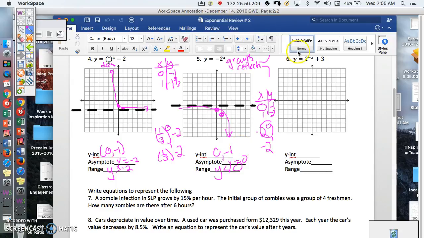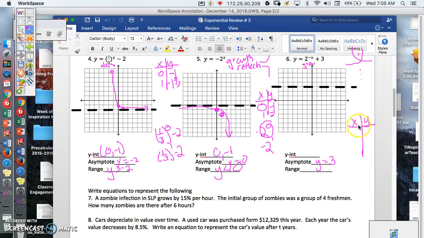Now the next one here, we have our growth, but you'll notice the negative is up there, so it's the opposite x. So we know that it's a growth, but we know that it's been reflected over the y-axis because it says our x values are the opposite. So here it'll flip and look like that. But plus 3, so we know that it's moved up 3. So y equals 3.